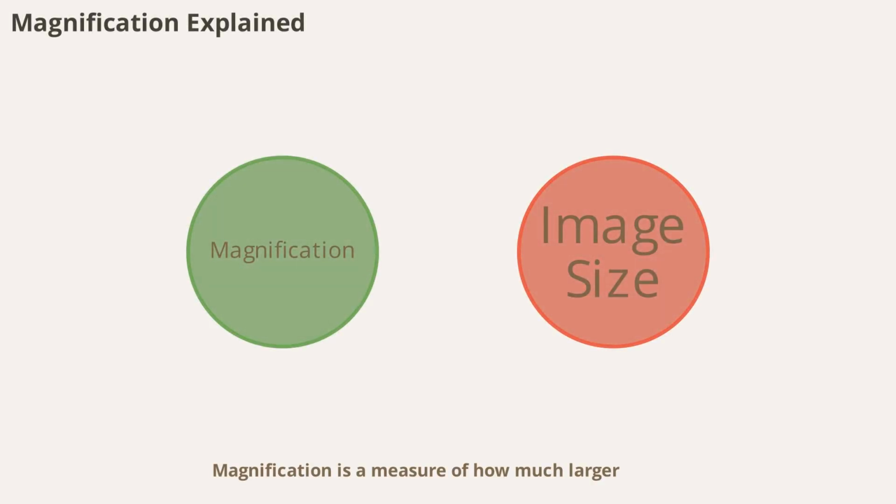Magnification is a measure of how much larger or smaller an image is compared to the object. In optics, it's defined as the ratio of the height of the image to the height of the object. Magnification can be positive or negative, indicating whether the image is upright or inverted.